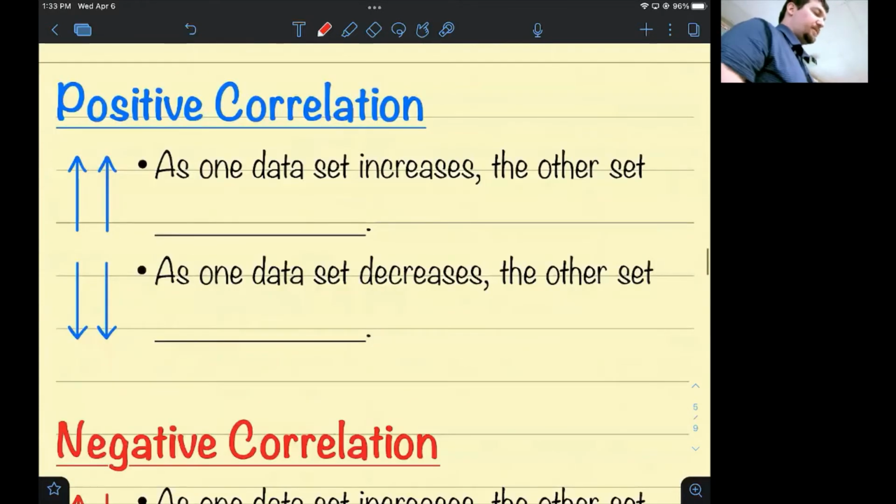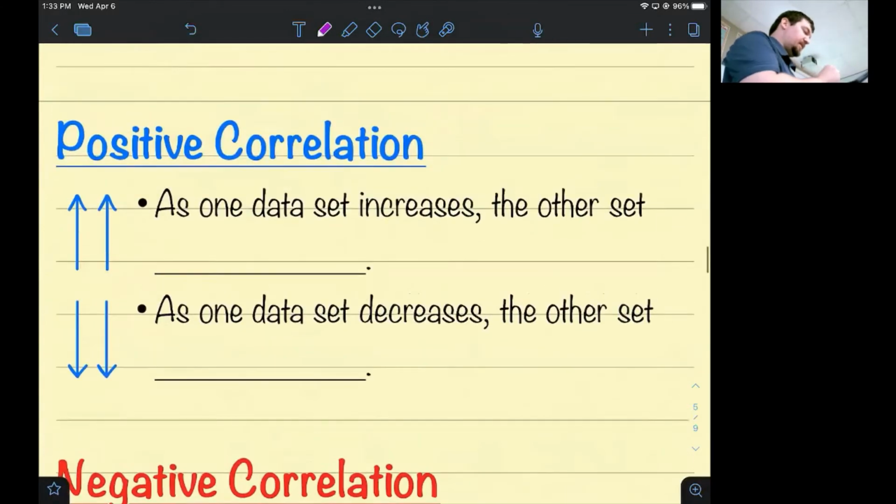So positive correlation. Stop doing that for me, Brady. Positive correlation, as one data set increases, the other set is going to increase. And also, you could say positive correlation is as one data set decreases, the other set decreases.